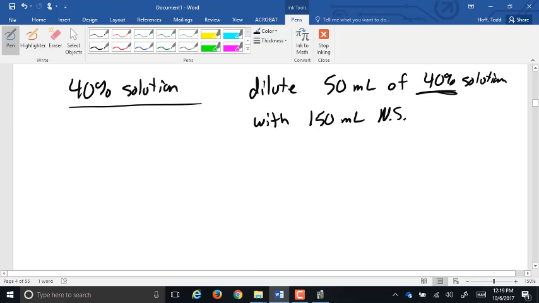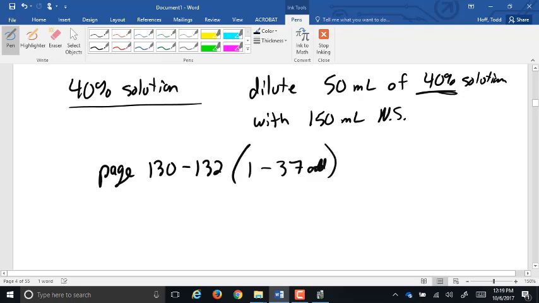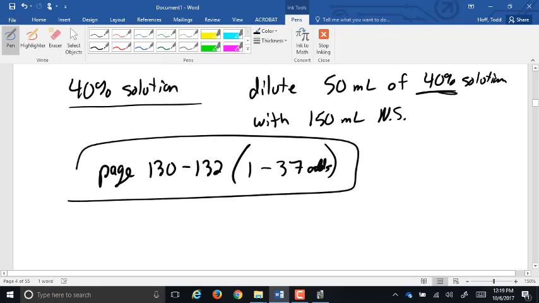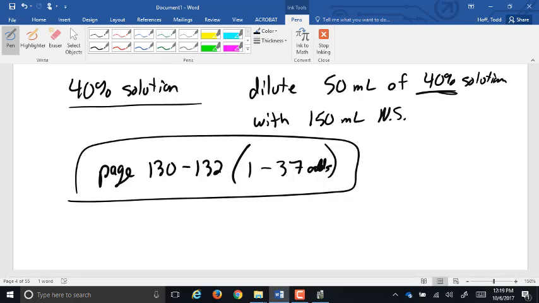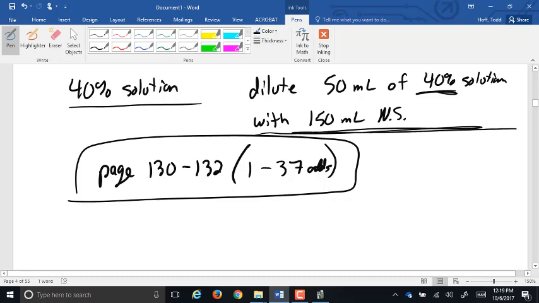Unfortunately, we're out of time now for today. So I'm going to give you some homework. Page 130 through 132 in your book. Problems 1 through 37. The odds go over dilutions. When we pick up next week, we will talk more about these dilutions and how we can use those dilutions for figuring out the new percentage when we dilute a solution. And we'll go from there.